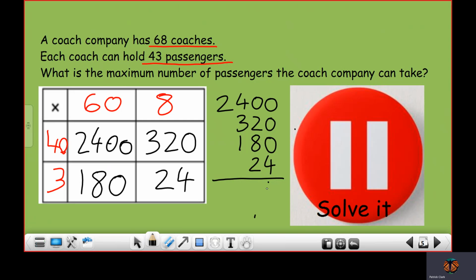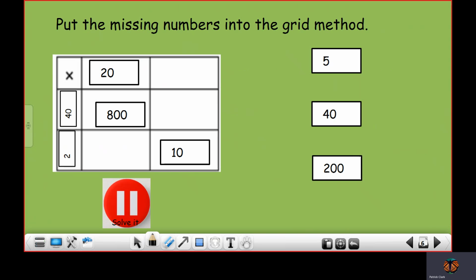0, 0, 0, add 4 is 4. 2 and 8 is 10, add the 2 is 12, so I'm going to carry that 1 over. Then I'm going to do 4, add 3 is 7, add the 1 is 8. Add that other one is 9 and 2. So the answer there is 2,924. So the maximum number of passengers the coach company could take is 2,924 passengers. That's quite a lot, isn't it? 4 times our school there.